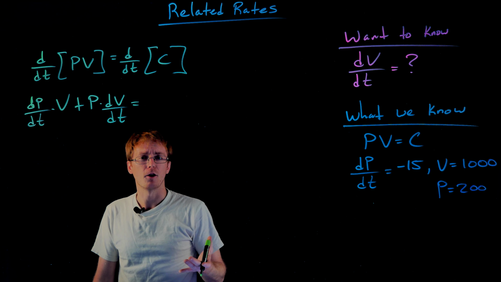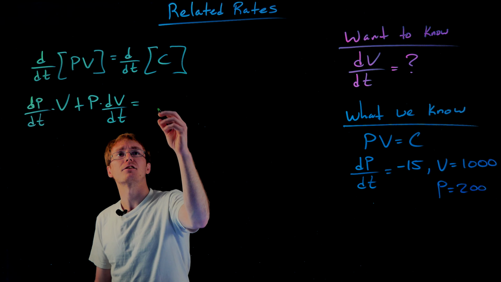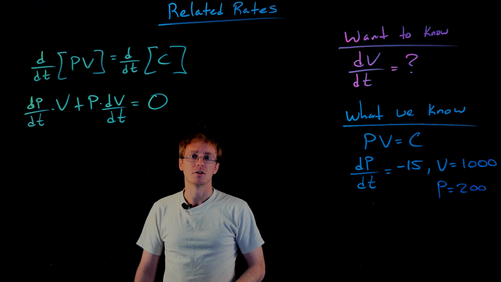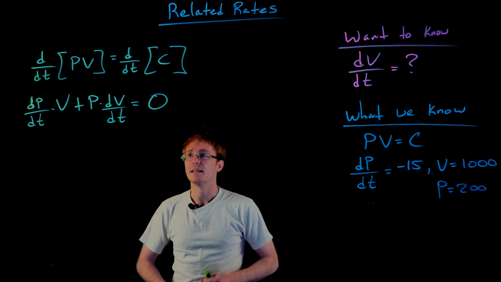And we don't actually want to call that dC/dt because we know C is a constant, which means it doesn't actually depend on time at all. And so it's not going to change as time changes, so its rate of change is 0. Or you can just remember, the derivative of any constant is always 0.